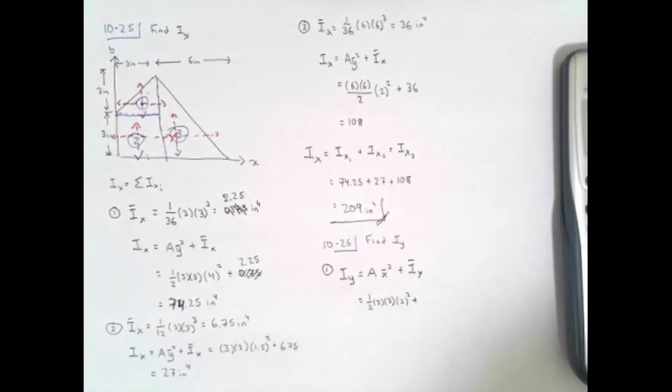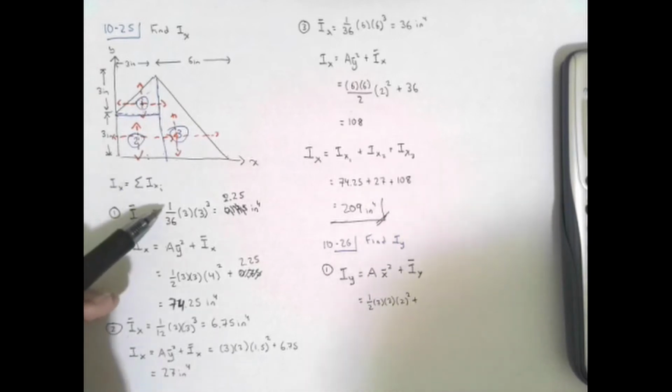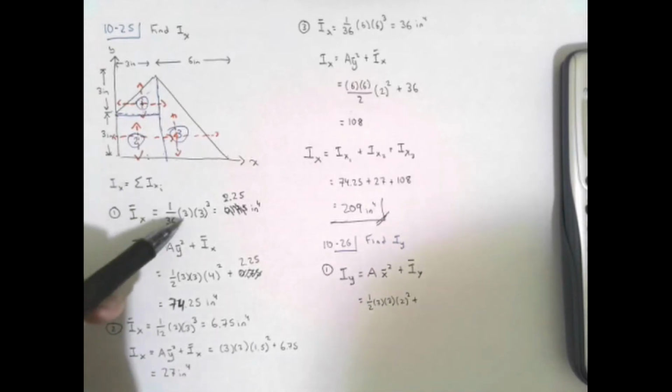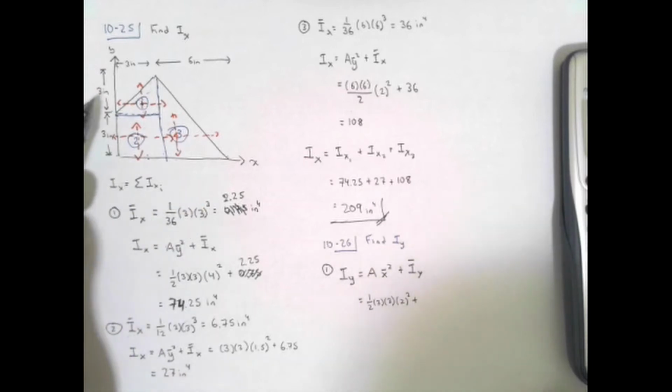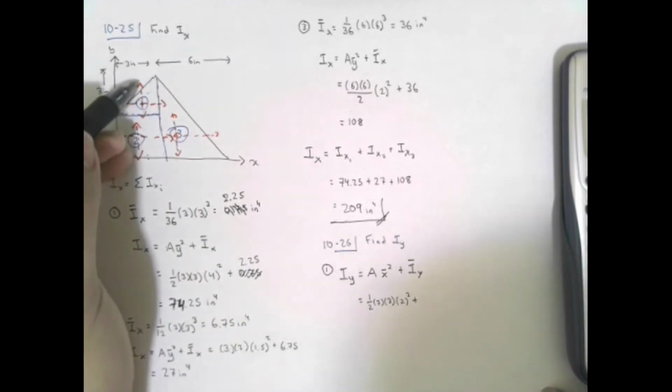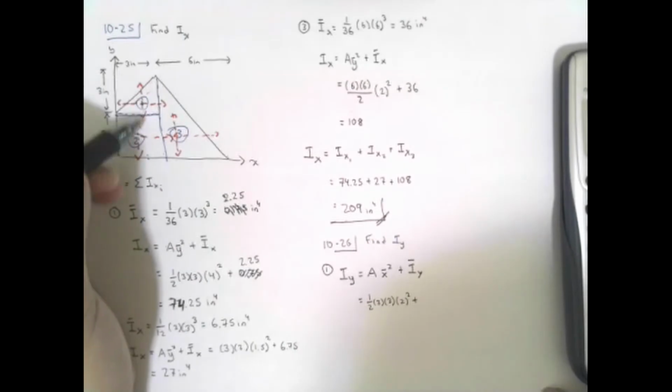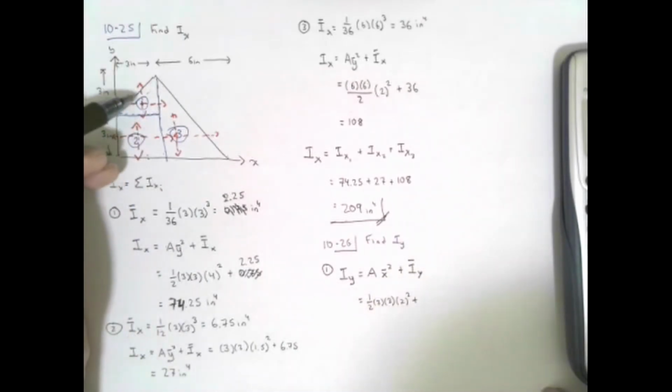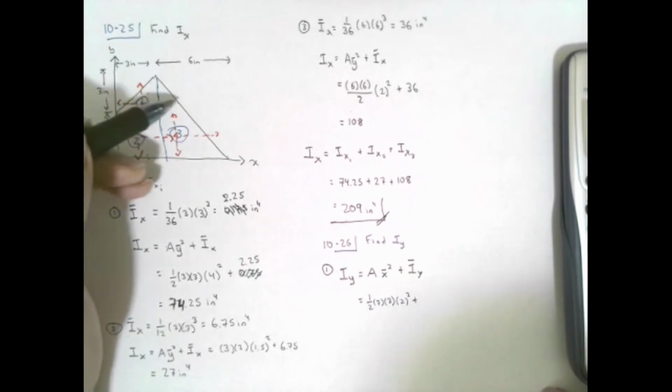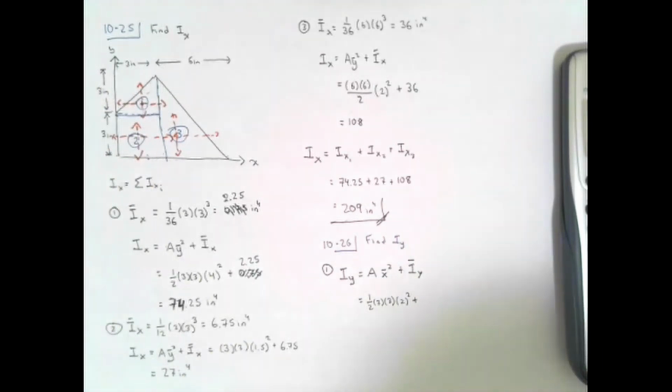To this, we need to add the moment of inertia about the centroidal axis. So for my centroidal axis, we know that for a triangle, the moment of inertia about the x-axis is 1 over 36 base times height cubed. However, here we have a little bit of a problem, right? For the centroidal axis, we need to understand that our axis is not going to be oriented in this direction, right? It's not going to be oriented parallel to the base. It's actually going to be oriented perpendicular to the base.